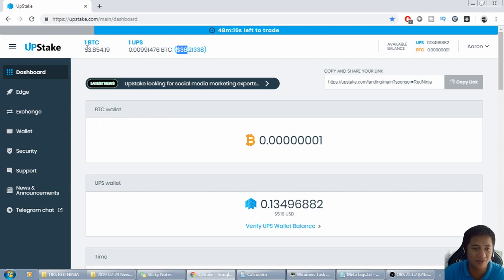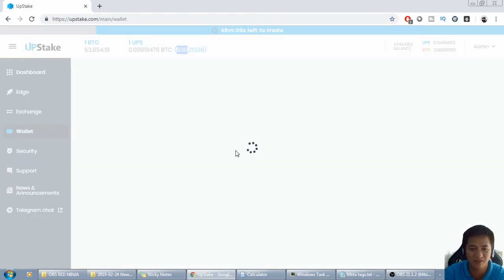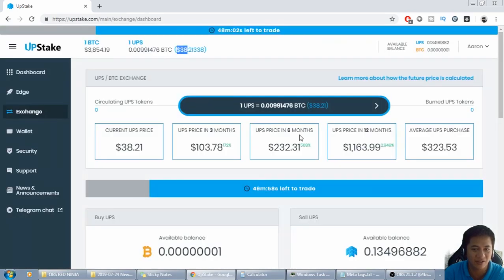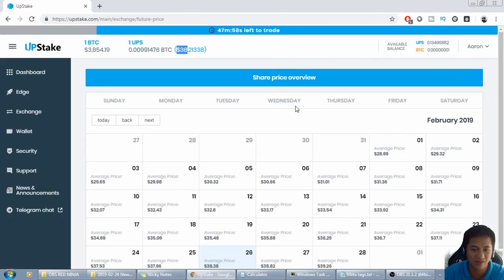the struggle of the early buyers of the UPS token. Okay, so let me go first on my wallet. All right. So as you can see here, let me go on the exchange, sorry. On the exchange, here is the calendar, okay?